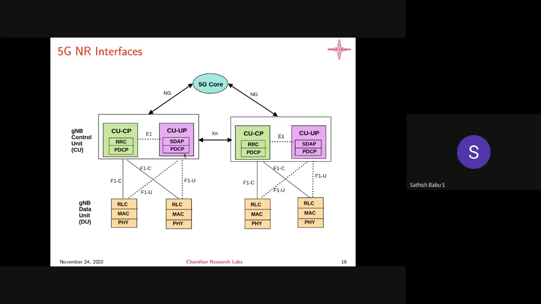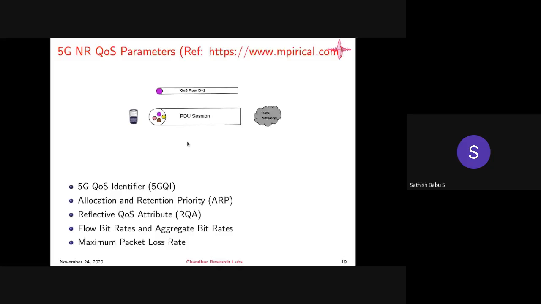So with this, we are now going to deal with only the SDAP protocol, because here the QoS plays an important role: how it receives the packets from the application layer and sends them to the lower layers. So with this, I am moving on to QoS.